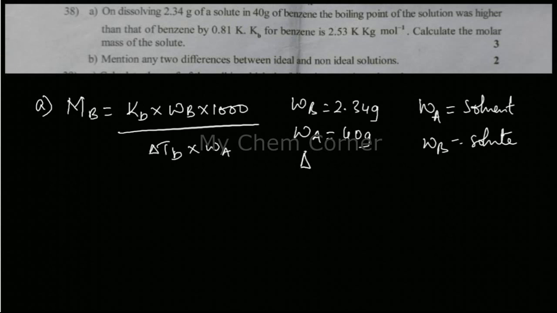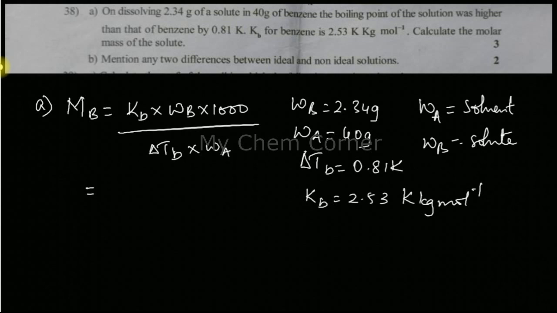So therefore that is going to be the temperature. Temperature is 0.81 Kelvin. Next one, the Kb value is equal to 2.53 Kelvin kilogram per mole. You need to calculate what is the molar mass. Let's just substitute the values.